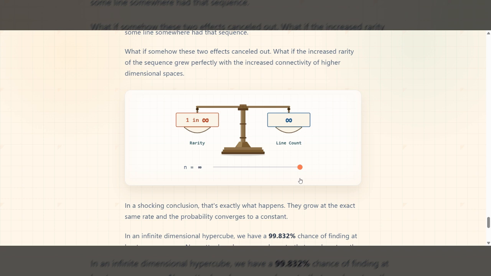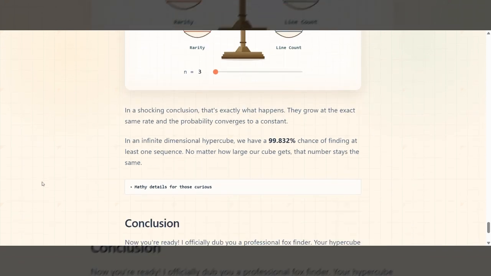Infinity. In a shocking conclusion, that's exactly what happens. They grow at the exact same rate and the probability converges to a constant. In an infinite dimensional hypercube, you have a 99.832% chance of finding this sequence. No matter how large the cube gets, the number stays the same.